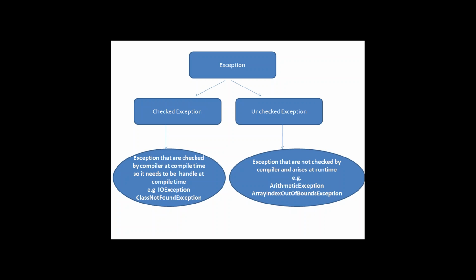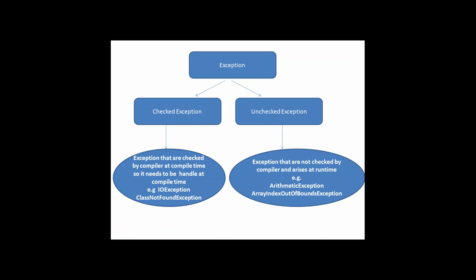So an unchecked exception is not checked by the compiler. It generally occurs at runtime, just like arithmetic exceptions, in which your code will compile fine, but it will give the error at runtime. Same with array index out of bound exceptions. So this type of exception occurs at runtime.